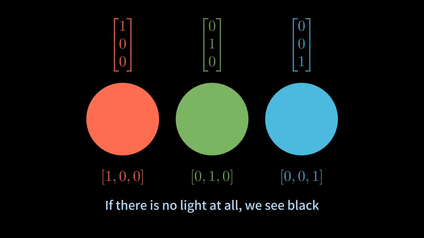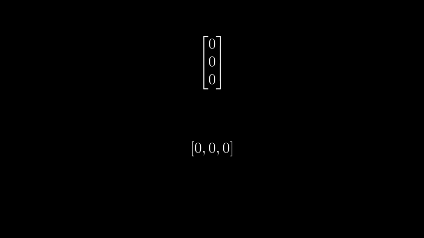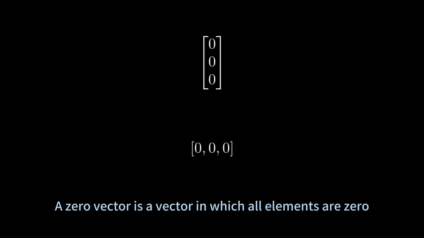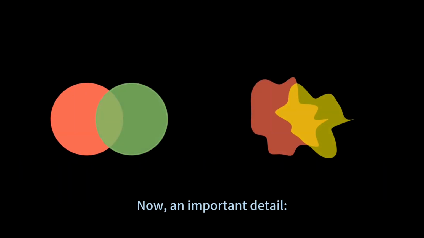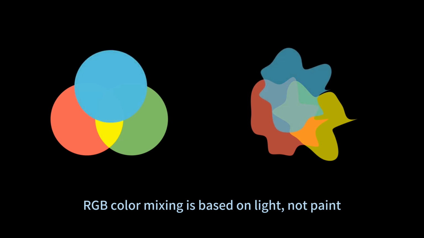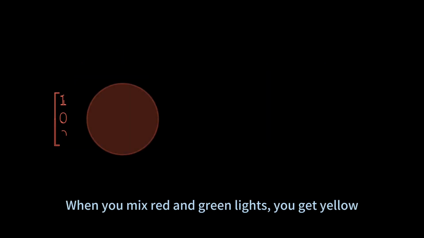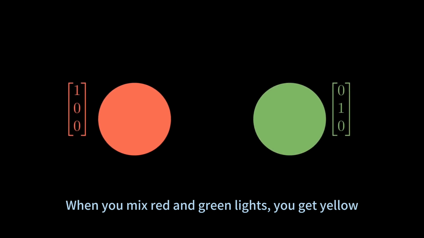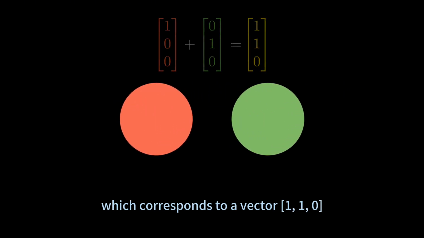If there's no light at all, we see black, which corresponds to the zero vector 0, 0, 0. A zero vector is a vector in which all elements are zero, meaning it has no magnitude and no direction. Now, an important detail. RGB color mixing is based on light, not paint. When you mix red and green lights, you get yellow, which corresponds to a vector 1, 1, 0.